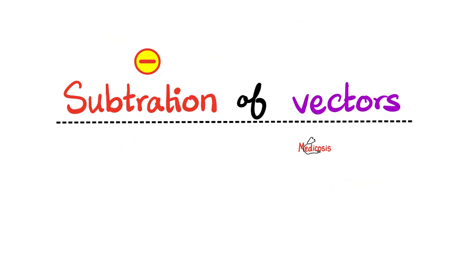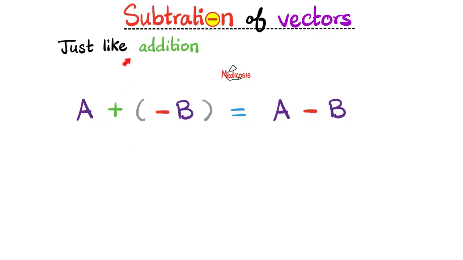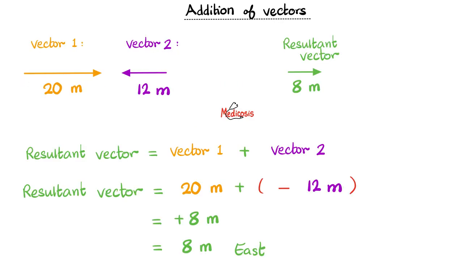After we finished addition of vectors, let's talk about subtraction. There is nothing new. You already know it. It's just like addition. If A is going east and B is going west, so it's A plus minus B or simply A minus B. You can call this addition of vectors or subtraction of vectors. The end result is always called resultant vector. Just like that, 20 meters east and 12 meters west. You can call this addition, 20 plus minus 12, or you can call this subtraction, 20 minus 12.